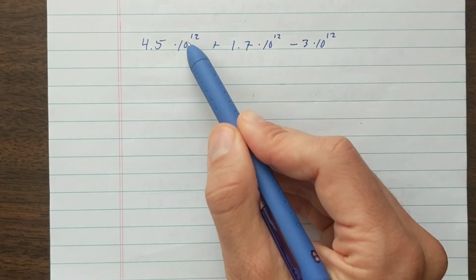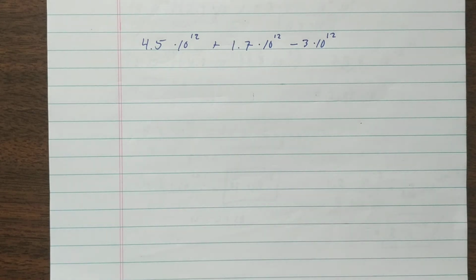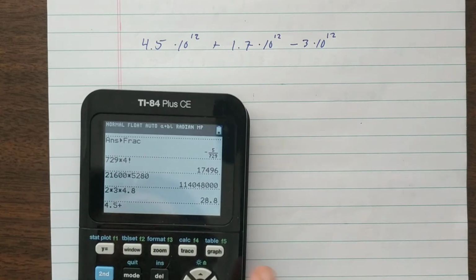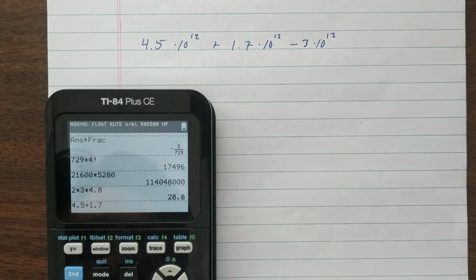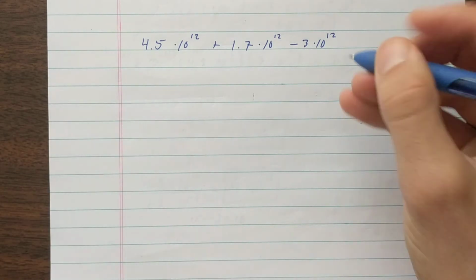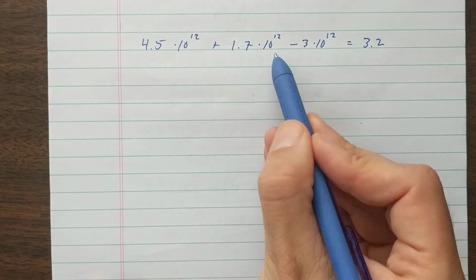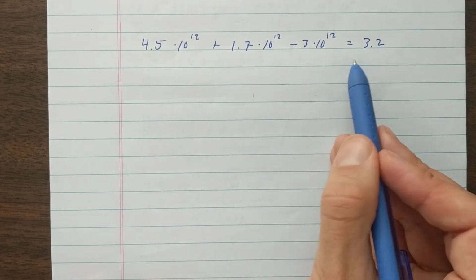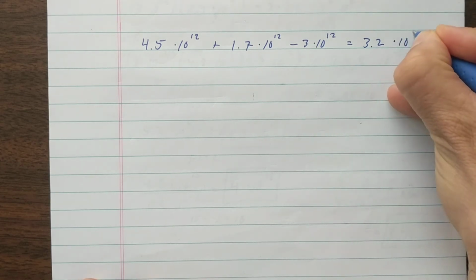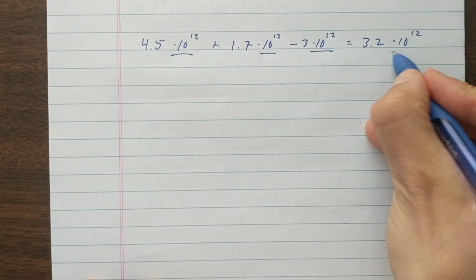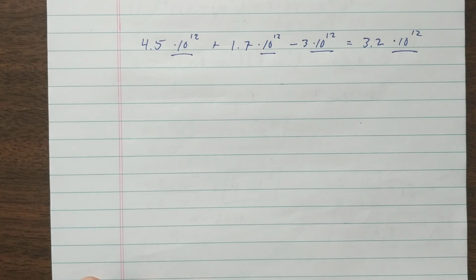So 4.5, in fact, if you want to get out your calculator, 4.5 plus 1.7 minus 3 is 3.2. Okay, so this is going to equal 3.2. Well, since everything is in the same exact term of 10 to the 12th, this is still going to be the exact same term for all of your scientific notation, in which case your answer will be in that term.